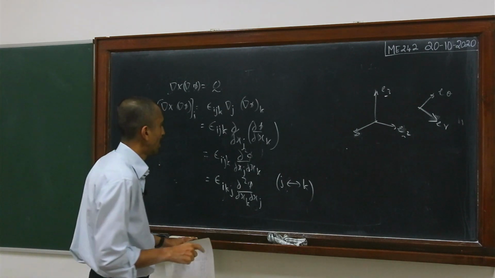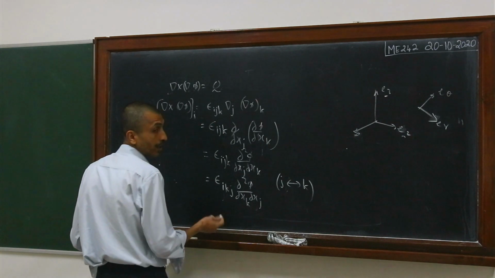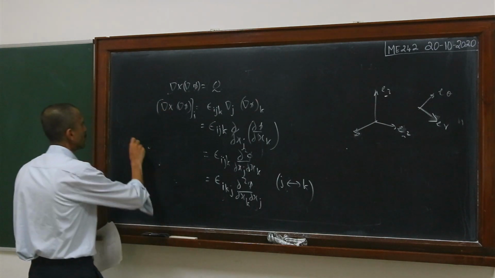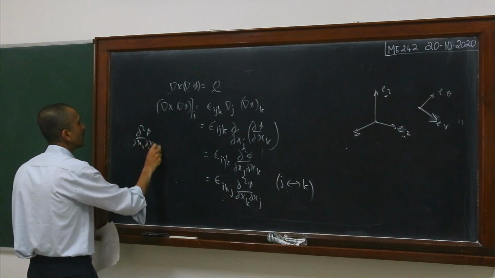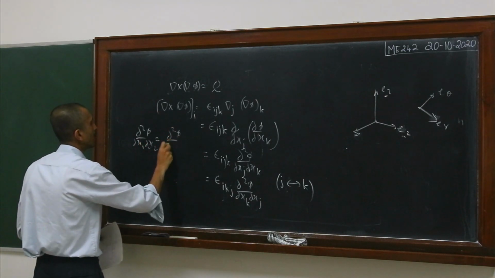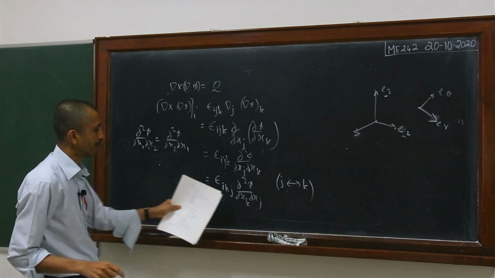Now, the order of this partial differentiation is not important, right? Because if you see, del square phi by del x1 del x2 is equal to del square phi by del x2 del x1, correct? So I can interchange the order of this one here.